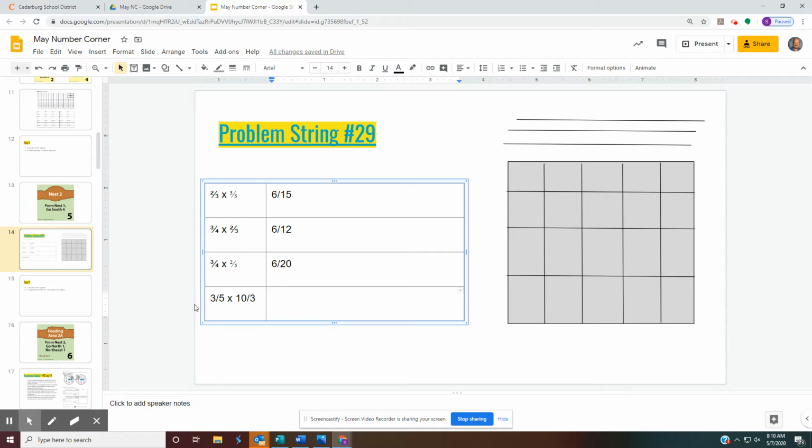So what should we do here? Right? I should multiply 3 times 10 and get 30. Is that what you got for your answer? And we're going to multiply 5 times 3. What do you get for that? 15, or 2 wholes. All right.